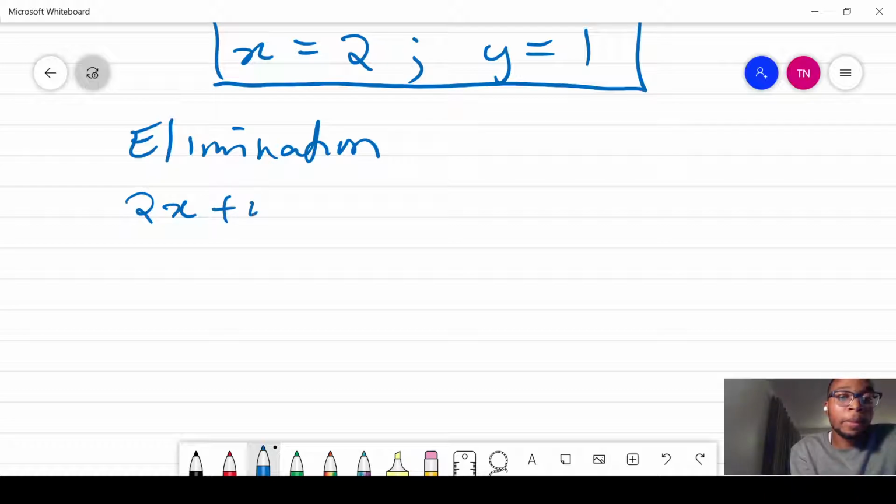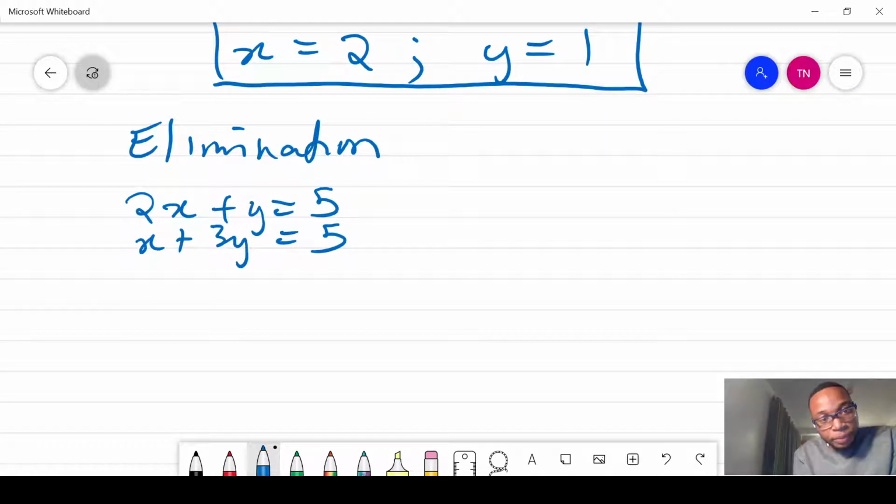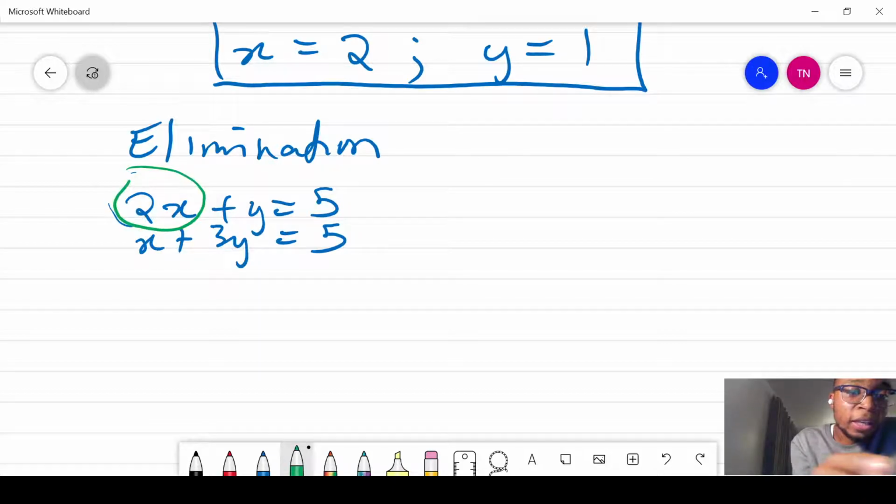2x plus y equals to 5. Then we have x plus 3y equals to 5. So now to solve this by elimination, we need to have the coefficient of x or y being the same value. So let's start by eliminating x. And for us to be able to eliminate x, so now x here is multiplied by 2. Then x here is multiplied by 1.